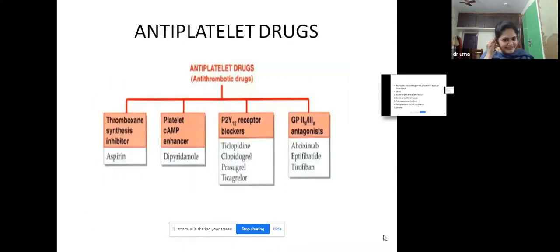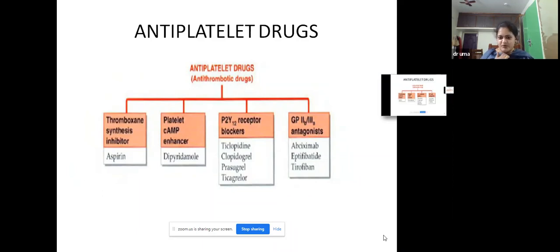So these are the antiplatelet drugs. Thromboxane synthesis inhibitor is aspirin, low dose aspirin, used as an antiplatelet. Platelet count enhancer, dipyridamole, is a drug that causes coronary steal phenomenon. P2Y12 receptor blockers are ticlopidine, clopidogrel, prasugrel, and ticagrelor. Ticlopidine, clopidogrel, and prasugrel are prodrugs and are irreversible. Ticagrelor and cangrelor are reversible antiplatelet drugs.